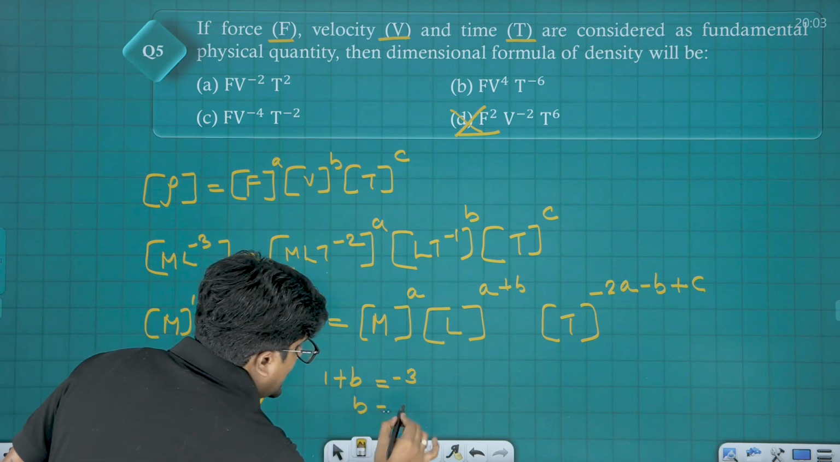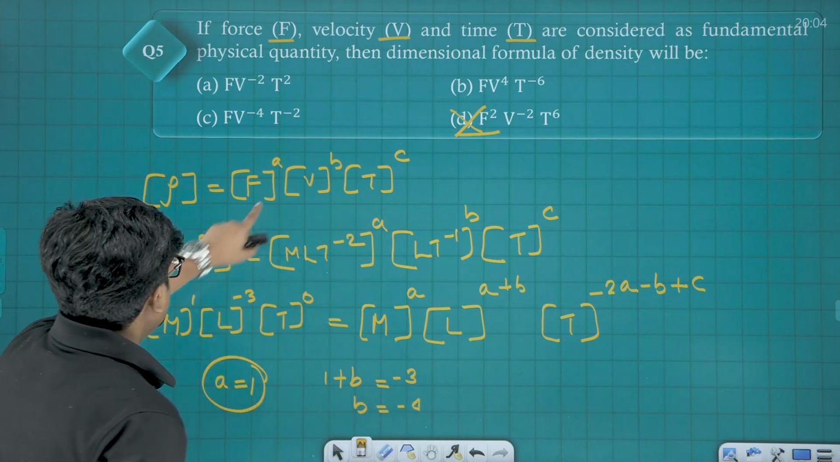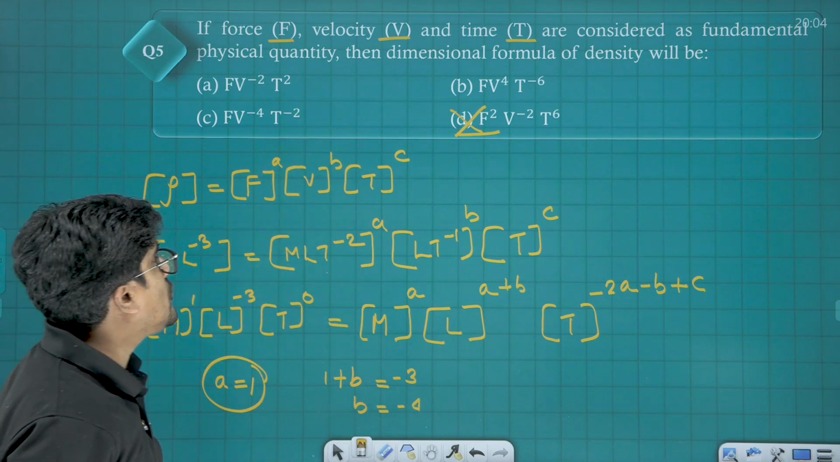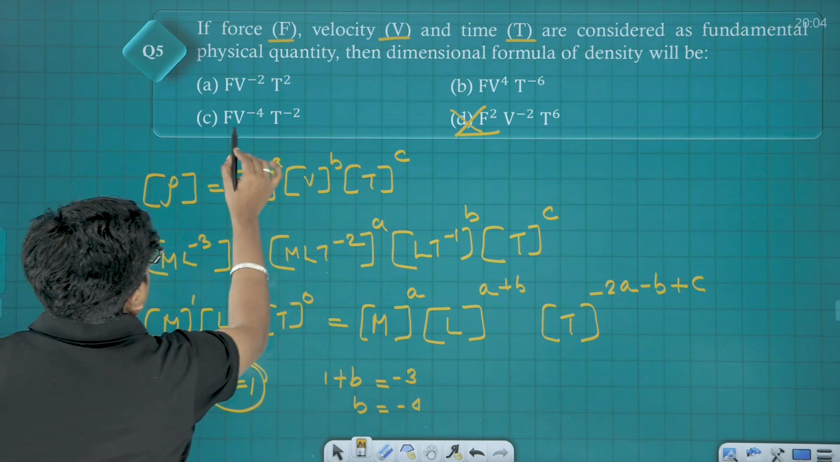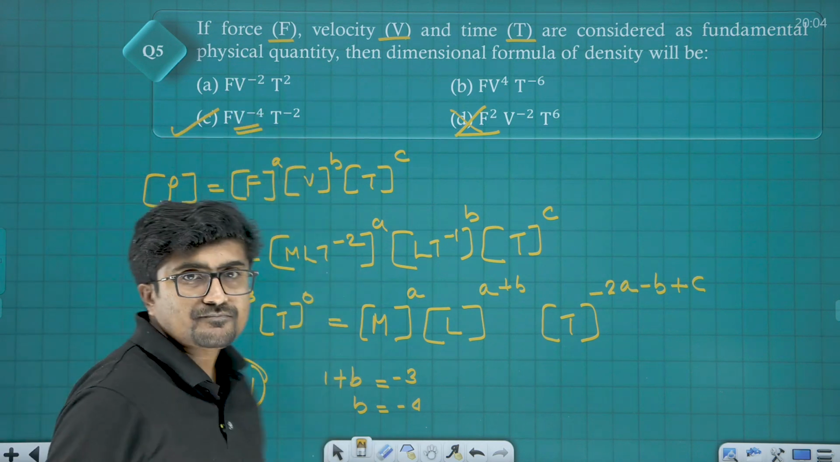That means b needs to be minus 4. That means the dimension of v is minus 4. Alright, so that is going to be the answer.